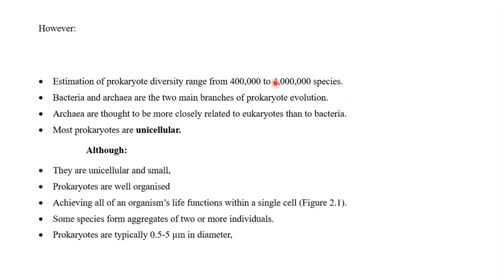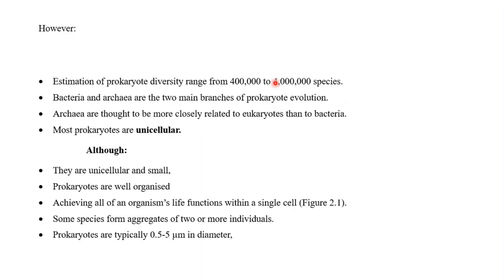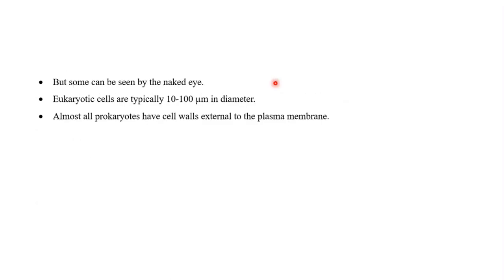Some of these species form aggregates of two or more individuals. Prokaryotes typically range from 0.5 to 5 micrometers in diameter. That's how tiny they are, but some can be seen with the naked eye. Eukaryotic cells are typically slightly larger, ranging from 10 to 100 micrometers in diameter. That's another difference you can deduce: prokaryotes are between 0.5 and 5 micrometers, and eukaryotes are typically between 10 and 100 micrometers in diameter.